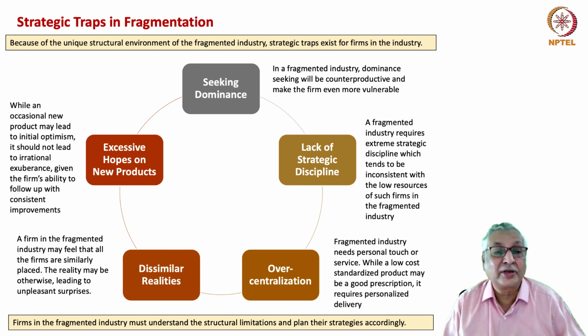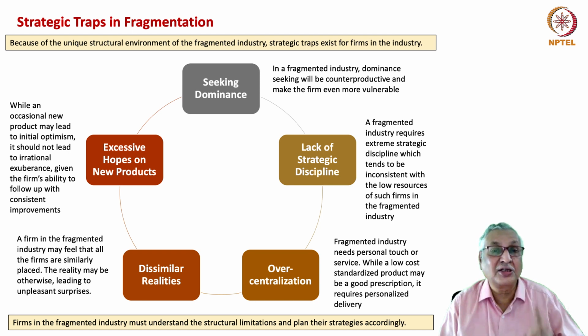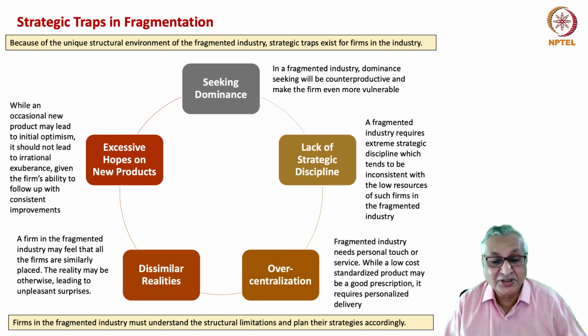Then the other aspect is that you could put excessive hopes on new products. You may be thinking that, okay, I am today down and under in a fragmented industry, but I am developing new products. I'm going to acquire new products. Therefore, I'll be better off. You may think of opening additional restaurants and you may think that you'll be able to gain better business. But what applies here might apply there also. An occasional new product may lead to initial optimism, but it should not lead to irrational exuberance. Many companies which have been very successful as a single location, small scale firm have seen decline once they opened up too many locations or too many stores or too many facilities, because such firms will not be having the ability to follow up in all the places with consistent improvements. So, firms in the fragmented industry must understand the structural limitations of the industry, why they are stuck in a fragmented industry, and therefore plan their strategies accordingly.